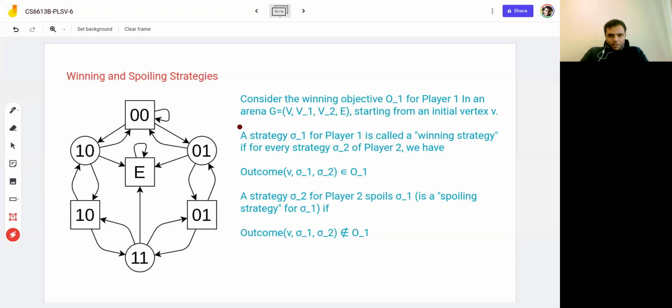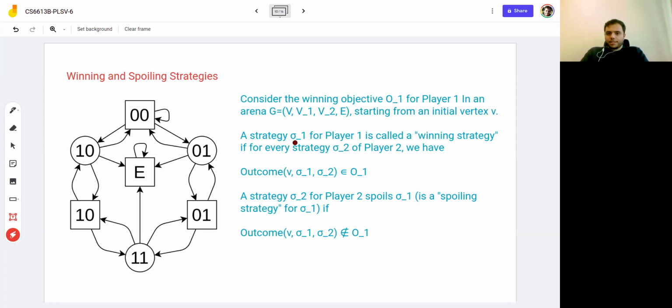mathematically concrete, what we can say is that, let's say that we have the same arena that we always have. So we have a graph and it's divided into two parts. Player one owns some vertices, player two owns the other vertices. And let's say that I also have an objective O1 for player one. Remember that objectives were basically sets of infinite paths. So I have an objective for player one and I have the graph. And I also know the initial vertex. I know where I'm going to start from. I'm starting from some vertex V.